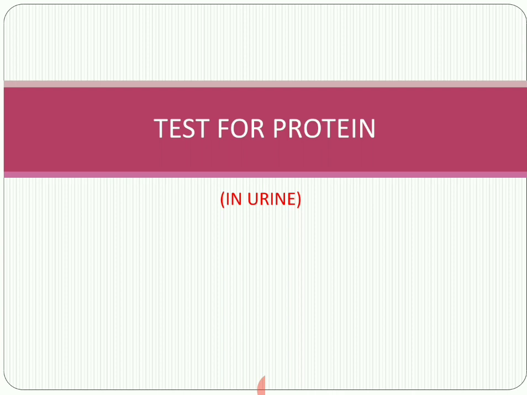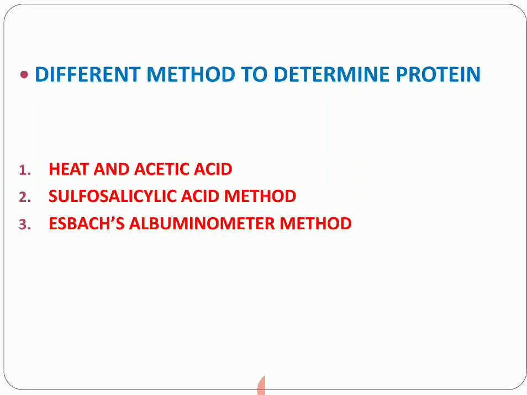So, to detect protein in urine, we have three methods. They are the heat and acetic acid method, the sulfosalicylic acid method, and the Esbach albuminometer method. Now, let us look in detail at each of these tests.